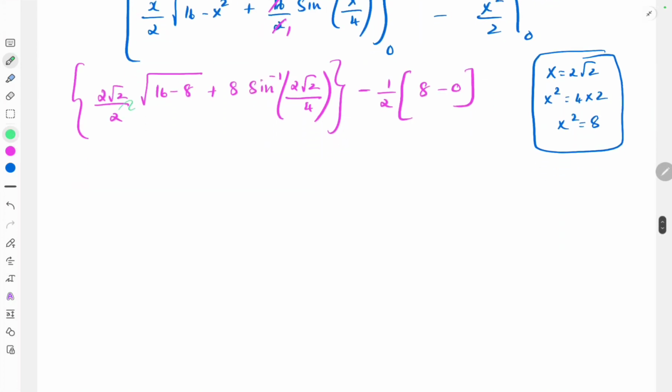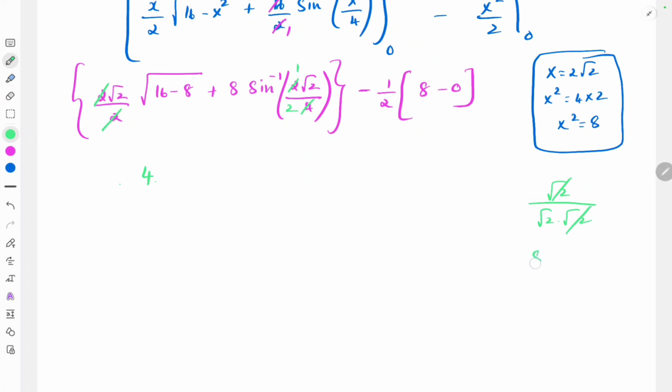And now we can calculate this. 2 and 2 will get cancelled, so root 2 we have, and 16 minus 8 is root 8 again, so 2 into 8 which is root 16, and root 16 is 4, so we can write 4 here. And 2 1s are 2, 2 2s are 4, and root 2 by 2, this which is in the denominator 2, I can write that as root 2 into root 2. Root 2 and root 2 will get cancelled, it will be sine inverse 1 by root 2.